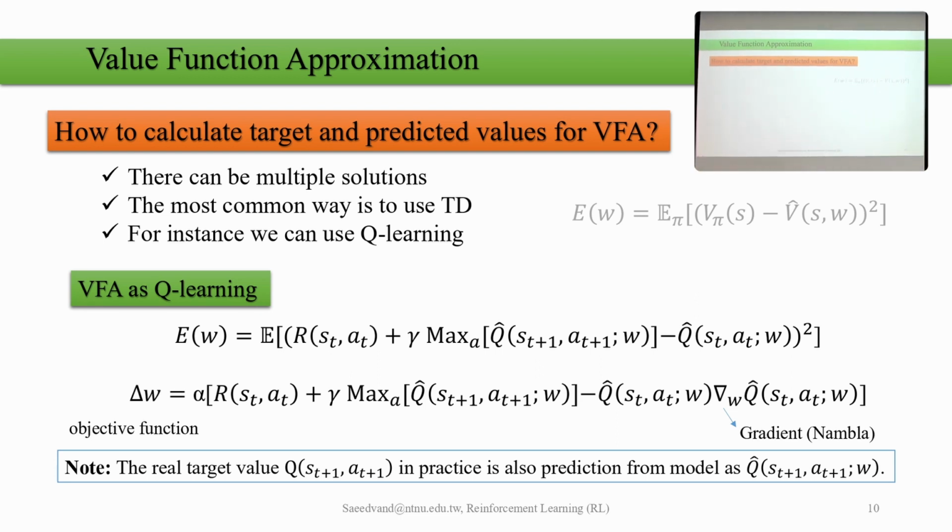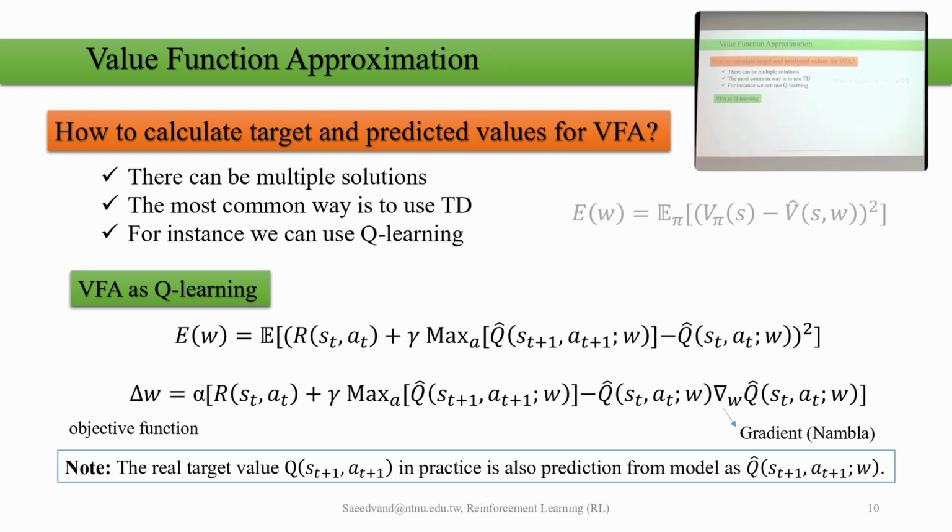Now let's talk a little more about how to calculate the target and predicted value for value function approximation. Keeping this loss function in mind, this is the general form, just the difference of the values. How we do that in detail can have multiple solutions. The most common way is using temporal differences, which can come from, for example, the Q-learning technique that we've seen.